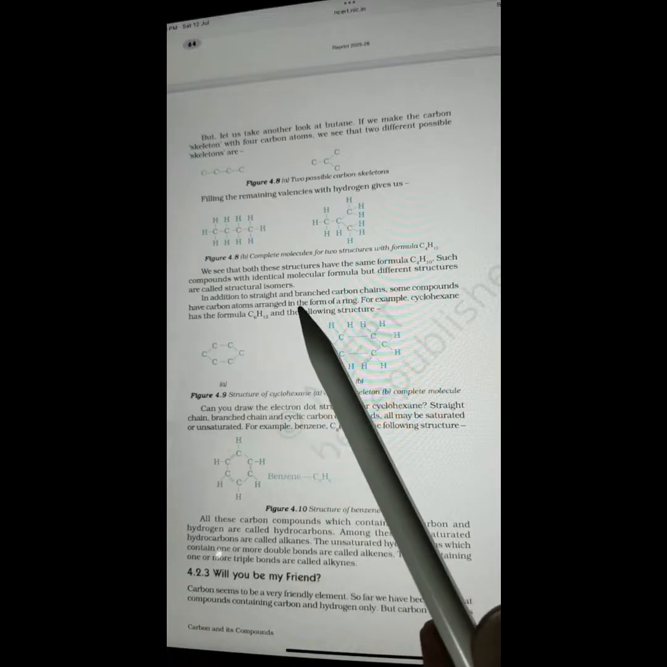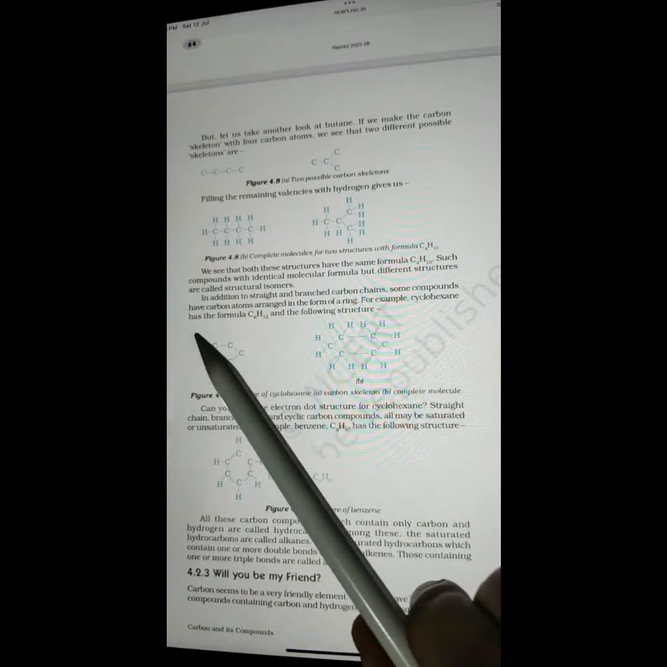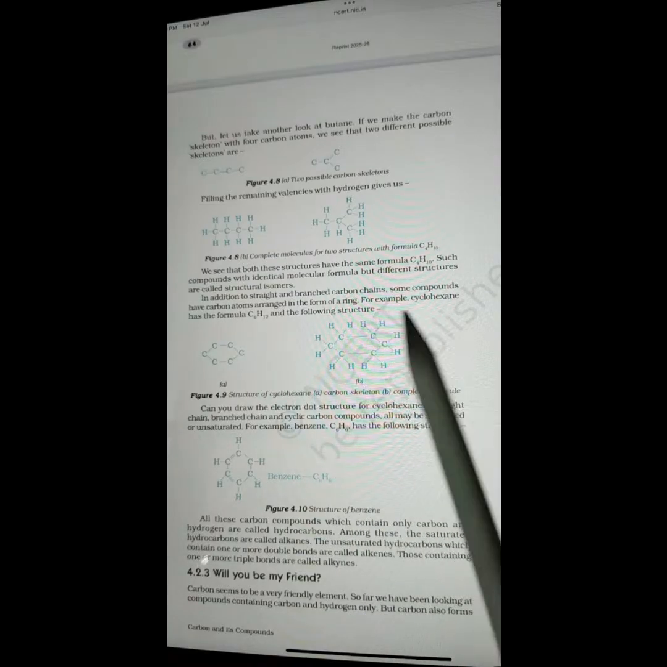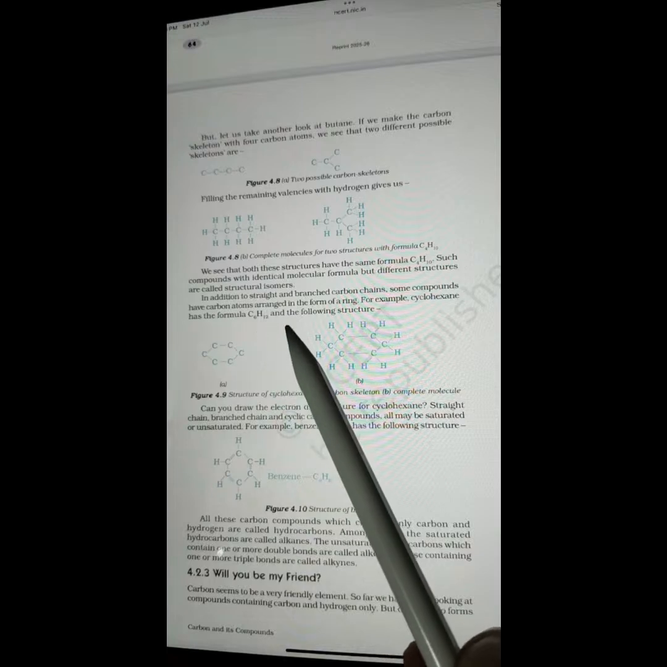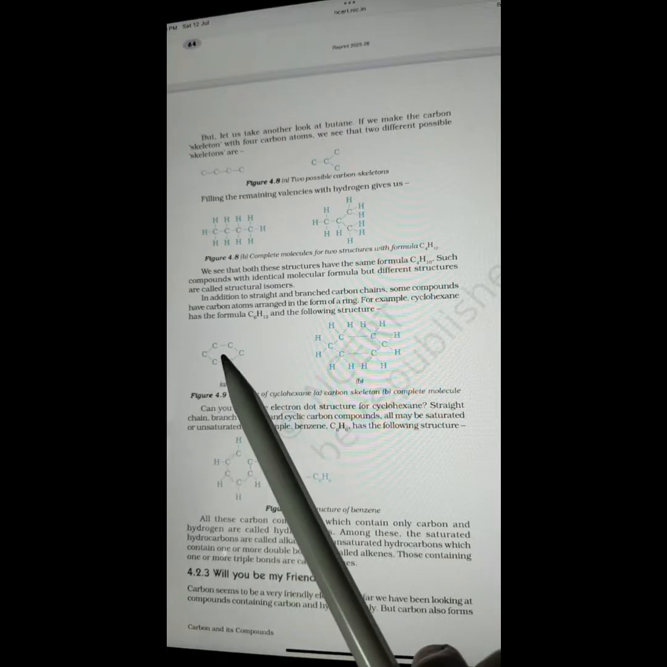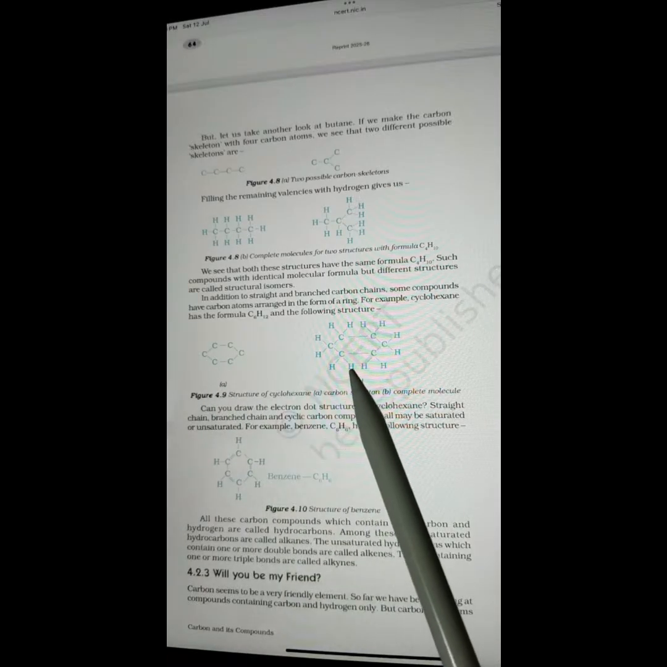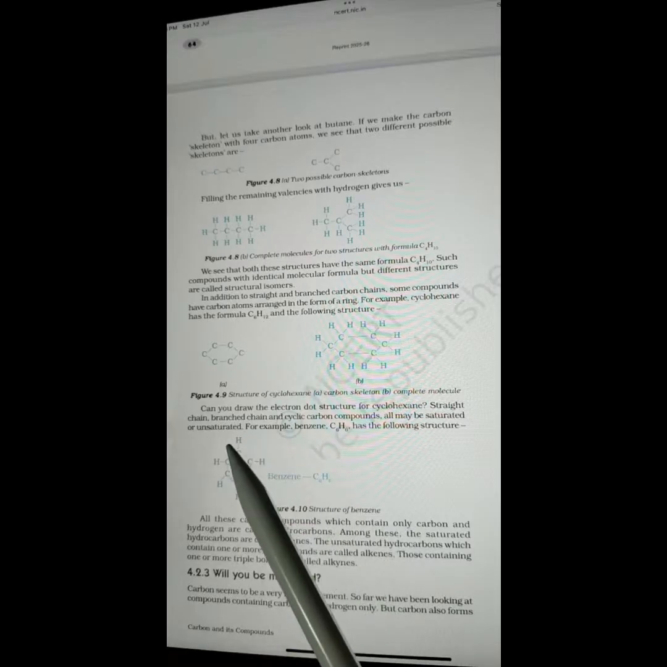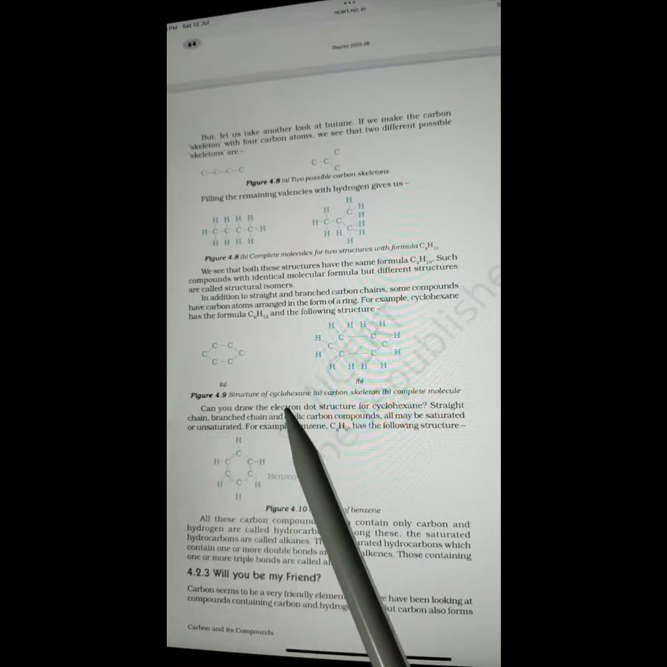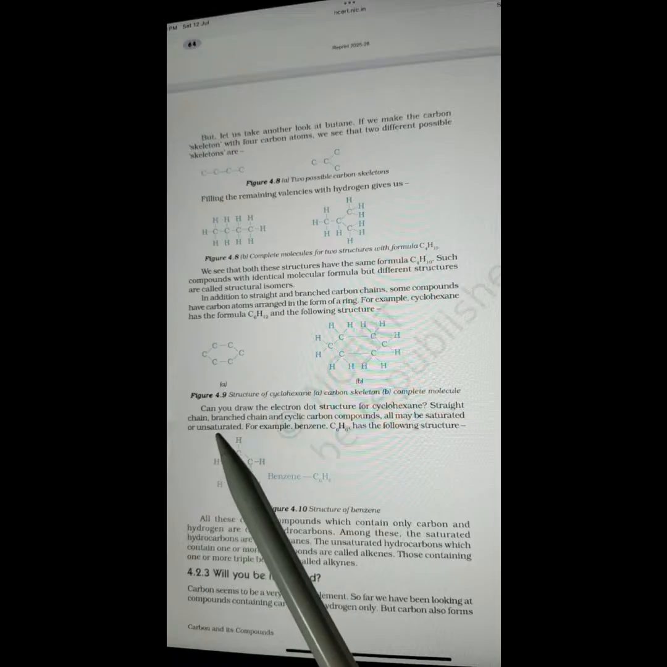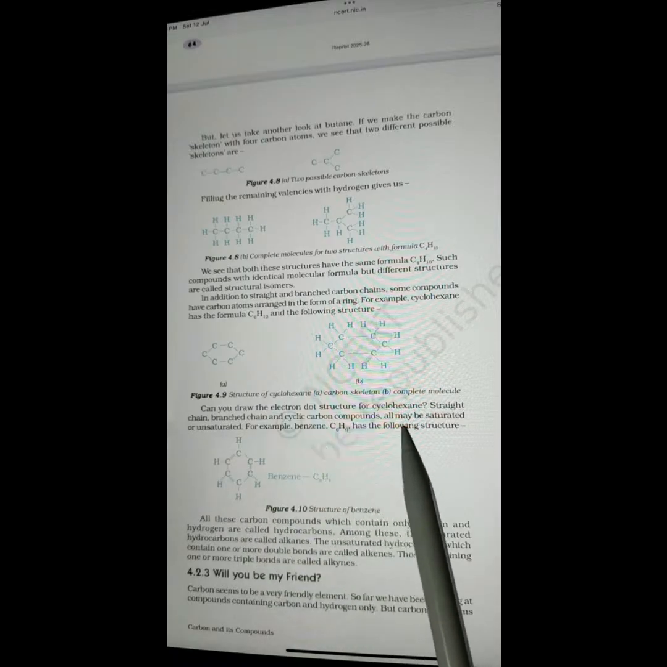In addition to straight and branched carbon chains, some compounds have carbon atoms arranged in the form of a ring. For example, cyclohexane has the formula C6H12 and the following structure. So here the carbon has been arranged in a ring. Six carbons are arranged in a ring, and then hydrogen has been put to satisfy the valency of carbon. So this is cyclohexane. Why hexane? Because six carbons. Why cyclo? Because it is in the form of a ring. Can you draw the electron dot structure for cyclohexane?